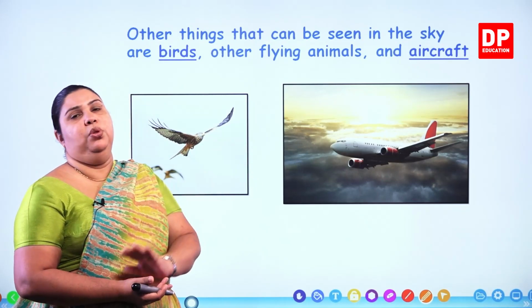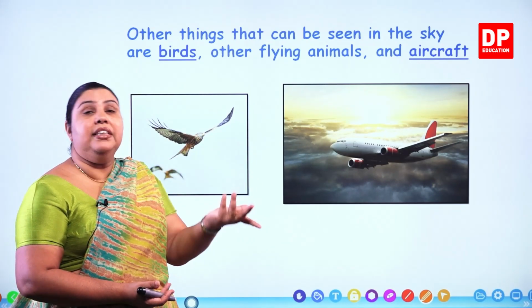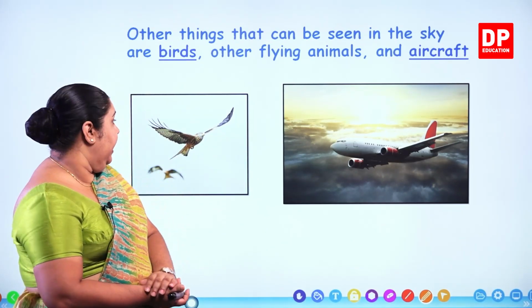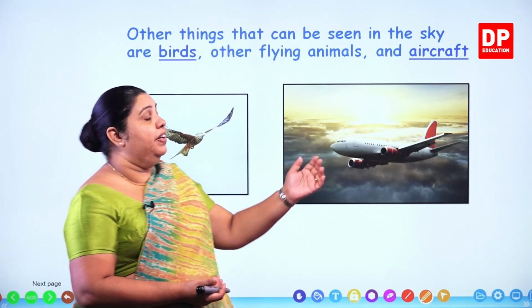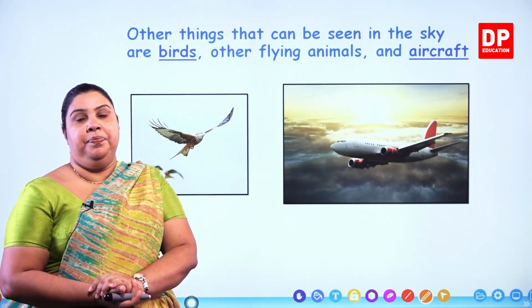Apart from those things we can see other things as well in the sky and they are the birds and different types of aircrafts.